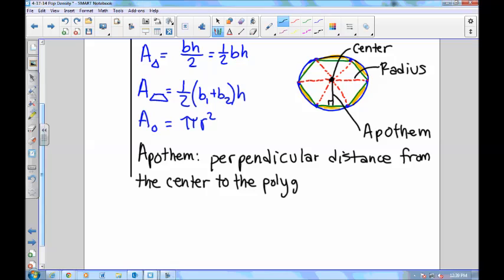Right, please, it's not the circle side, it's the polygon side. Or I like to think of it as just the altitude of each triangle, how tall each triangle is from the center of the circle. Okay, using that knowledge, we're going to solve example 1.